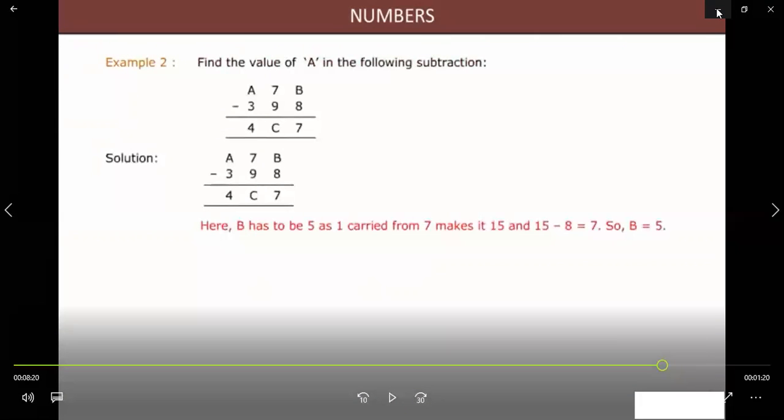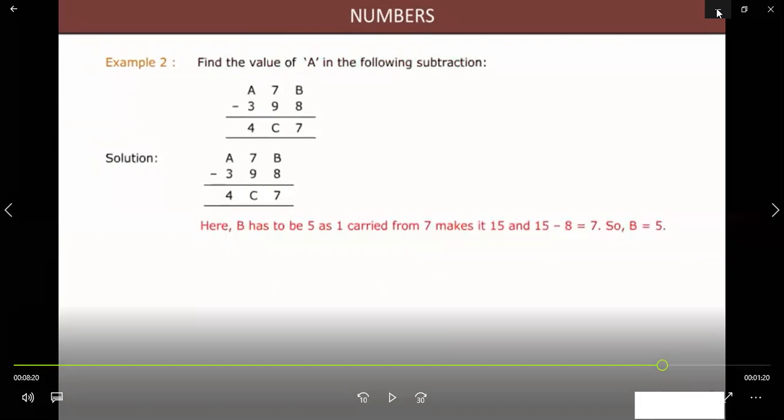Which means that something we have to subtract from b. From b we have to subtract 8 to get 7. So b has to be 5. Why does b have to be 5? Because only 15 minus 8 will give us 7. So b should be 5.